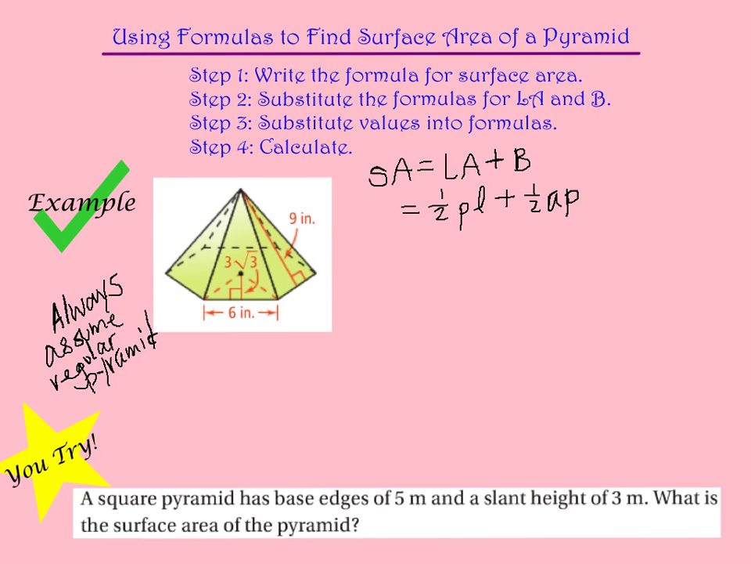Alright, step 3 says substitute values into the formulas. So now I need to substitute in. So I see that I have 6 inches for each of the sides of my base. So my perimeter would be 6 times 6, so I have 36. So I have 1/2. My perimeter is 36 because there's 6 sides. And my L, remember that refers to the slant height. So we see my slant height right here is 9.